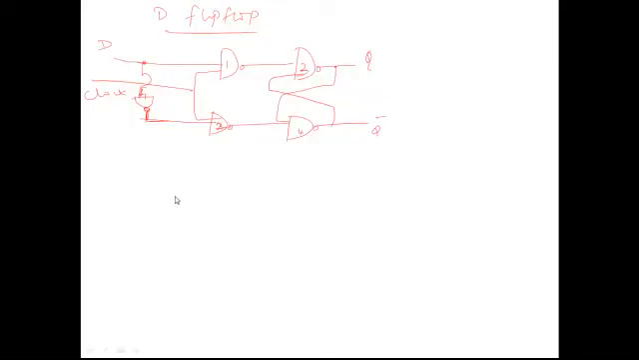Now in the D flip-flop, you have only one input and one present state. So when you try to draw the truth table, Q is the present state, D is the input, Q plus is the next state. There are four possible combinations with Q and D: 0 0, 0 1, 1 0, 1 1.